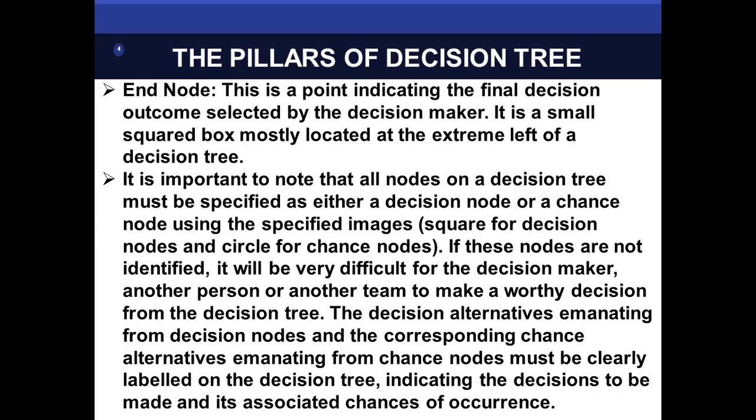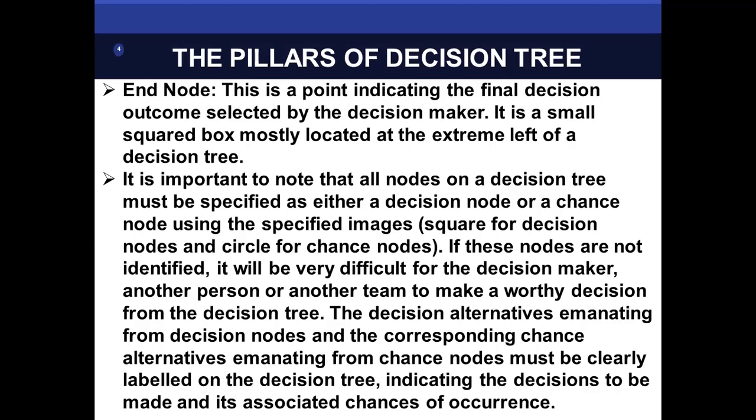If the decision tree is not properly labeled, it will also become a cumbersome task for another person to look at the decision you have made, see the reason, the logic behind the decision, and arrive at the same point with you. The decision alternatives emanating from decision nodes and the corresponding chance alternatives emanating from chance nodes must be clearly labeled on the decision tree. All alternatives, all points, all diagrams, all factors of a decision tree must be labeled. You're labeling it because another person has to review what you have done, either currently or in the future.